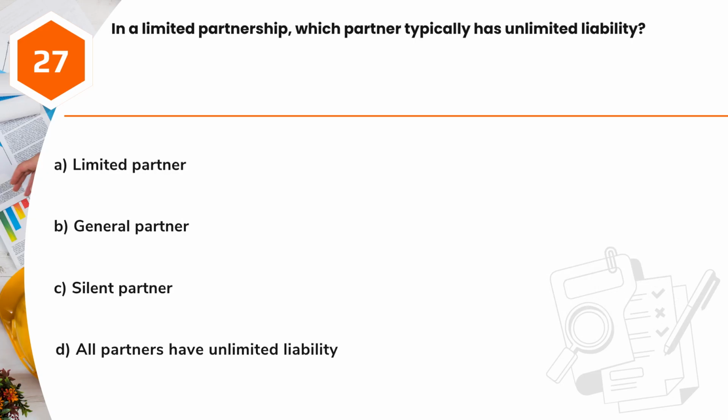Question 27. In a limited partnership, which partner typically has unlimited liability? A. Limited partner. B. General partner. C. Silent partner. D. All partners have unlimited liability.